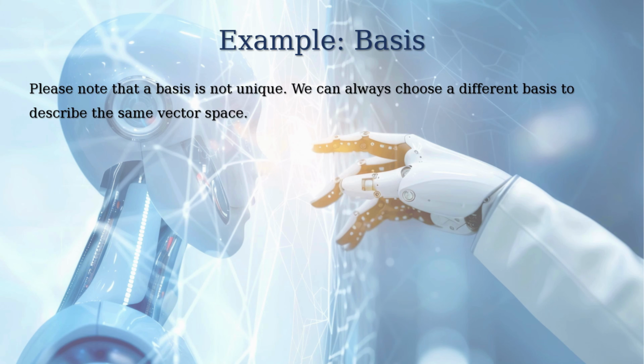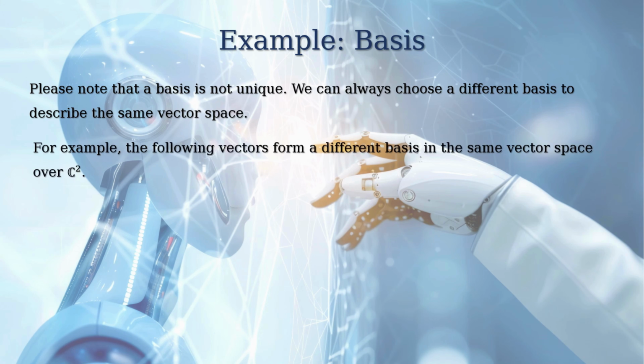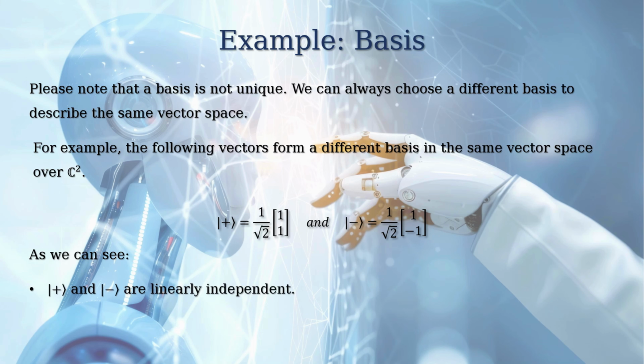However, please note that a basis is not unique. We can always choose a different basis to describe the same vector space. For example, the following vectors form a different basis in the same vector space over the two-dimensional field of complex numbers. As we can see, these two vectors are linearly independent and they span the entire vector space.